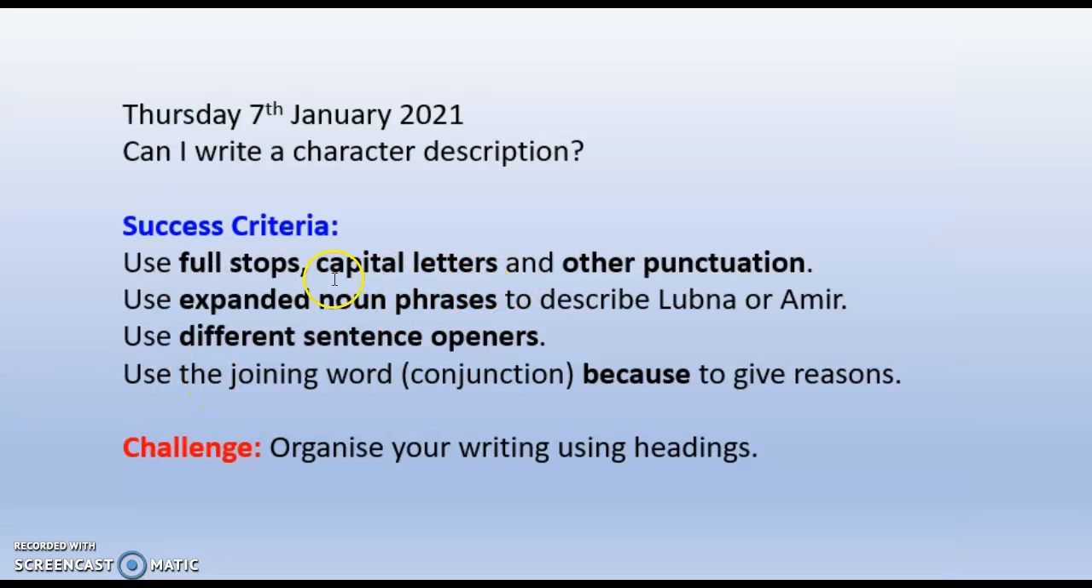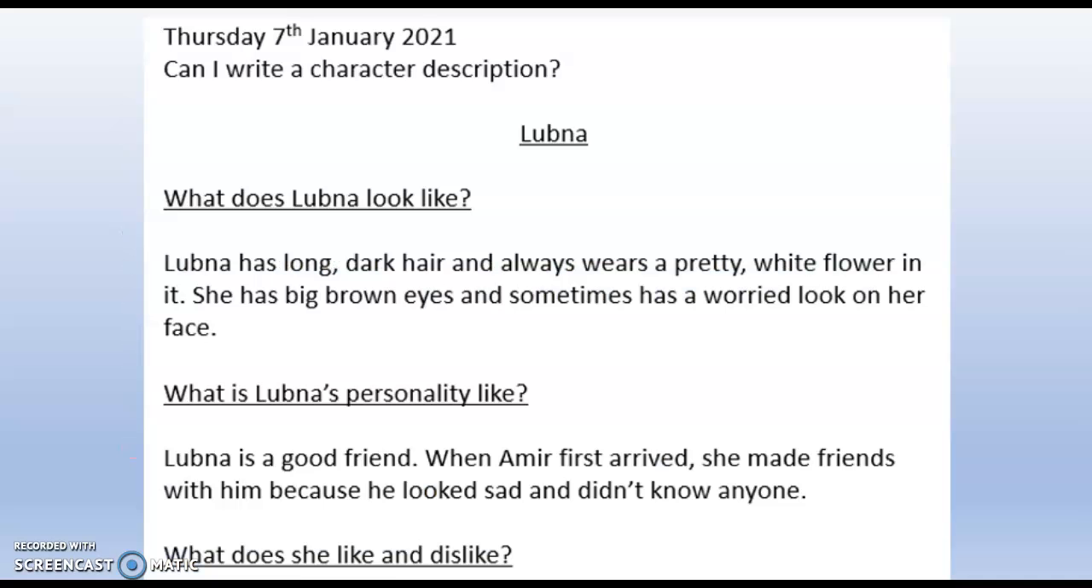So I'm definitely expecting all that punctuation, full stops, capital letters. I'm expecting expanded noun phrases. I would like you to make your writing interesting by using different sentence openers and use some conjunctions, especially the conjunction because, to give a reason when you're describing your character's personality. And your big challenge is to organise your writing using headings. Okay, so have a go at that.